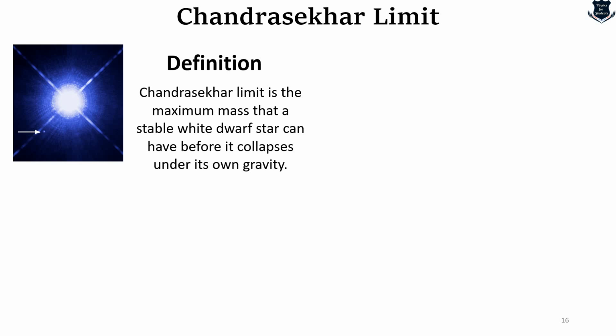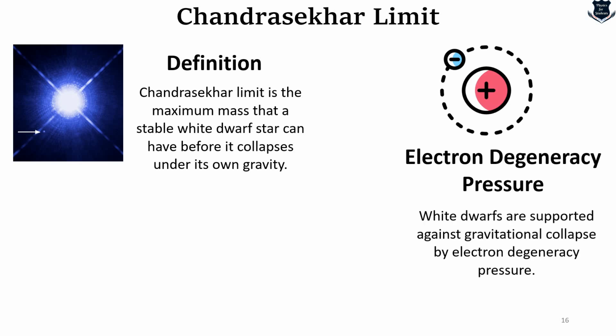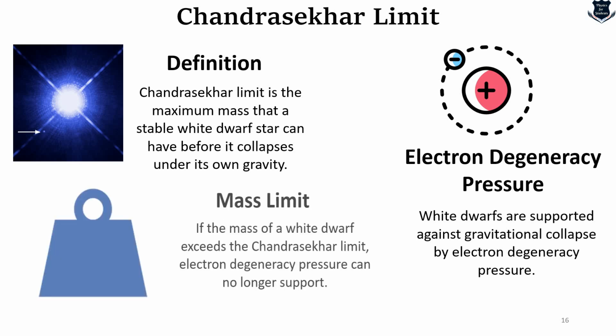If I go by the mechanism, it is electron degeneracy pressure. White dwarfs are supported against gravitational collapse by electron degeneracy pressure. It is a quantum mechanical effect arising from the Pauli exclusion principle, which I am not explaining here, which states that no two electrons can occupy the same quantum state. So the Pauli exclusion principle actually helps white dwarfs to support against gravitational collapse.